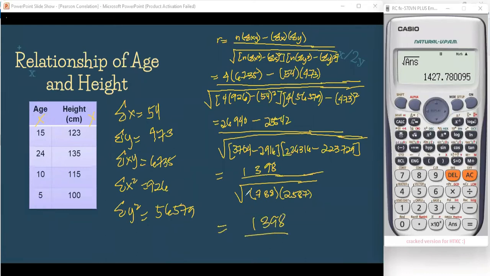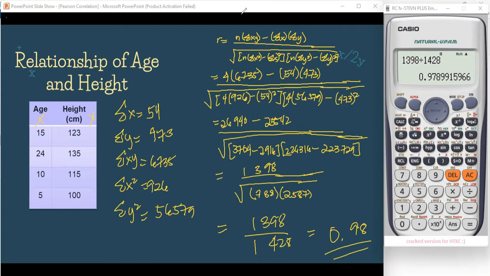So is equal to 1,398 divided by, so ito po, yung answer po dito sa denominator natin is 1,428. Now, let's find what is our value. So that is 1,398 divided by 1,428. So that is 0.98.